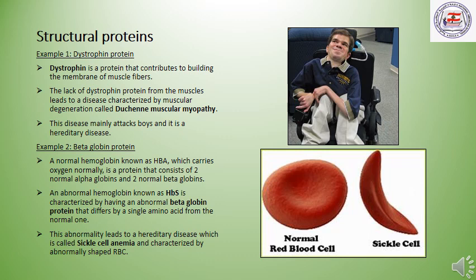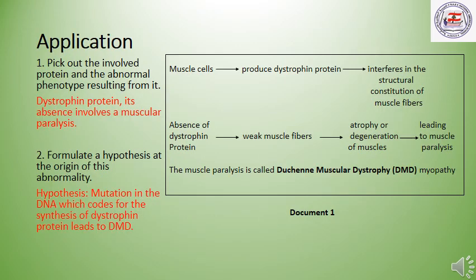This abnormality leads to a hereditary disease which is called sickle cell anemia and is characterized by an abnormally shaped red blood cell, as shown in the neighboring document. Application for structural proteins. Given in document 1, the consequences of the presence of dystrophin and its absence.